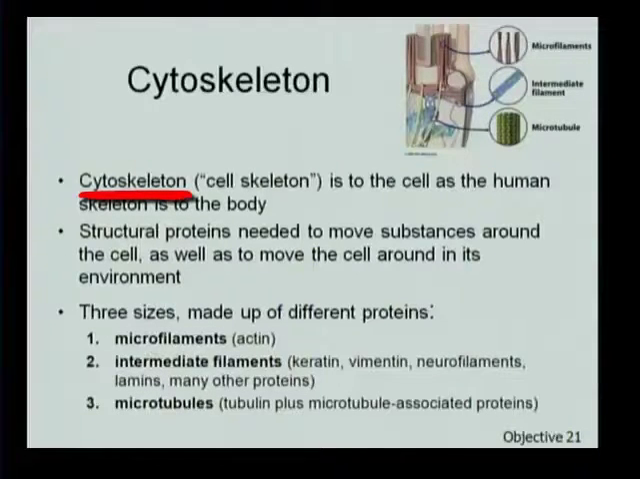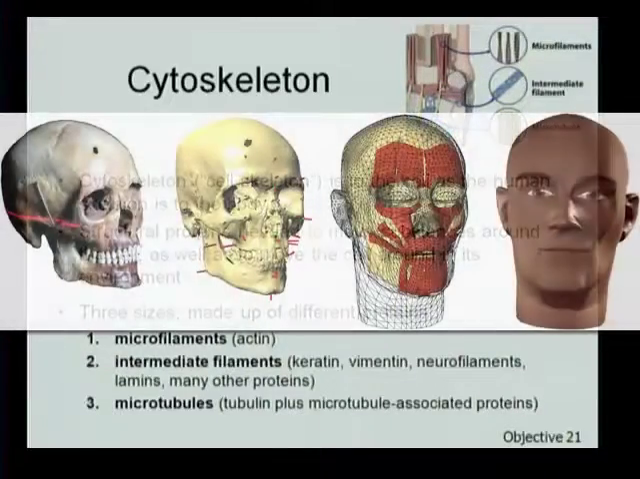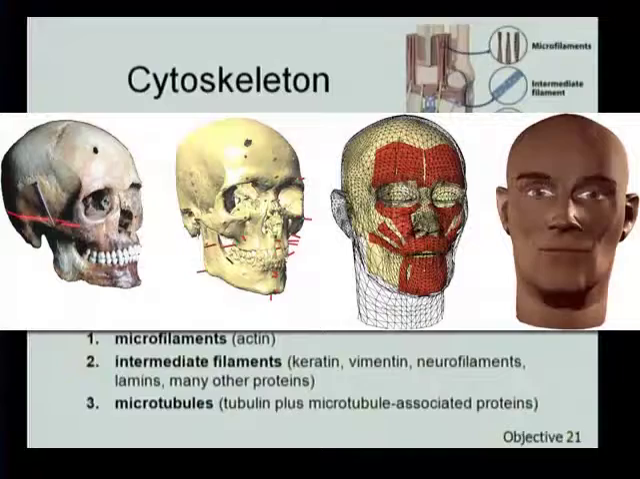The cytoskeleton is just a word that means the skeleton of the cell. And just like your body has a skeleton, each cell has a skeleton as well. And just like your body gets its structural integrity from the skeleton, and the skeleton gives your body its basic shape, the cytoskeleton is going to give the cell its basic shape.